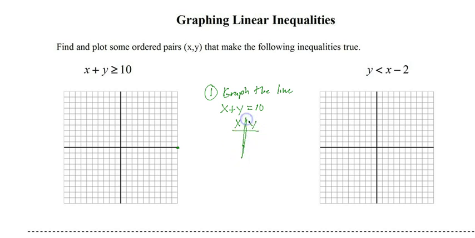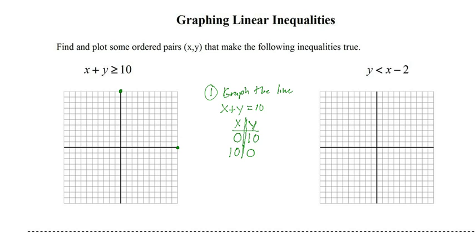We need 2 points to make a line. So remember, if we plug in 0 for x and 0 for y, it'll give us our intercepts. So you plug in 0 for x, which makes y equal to 10. And if you plug in 0 for y, that would make x equal to 10. So graphing that, we get that point and that point: 0, 10, and 10, 0.